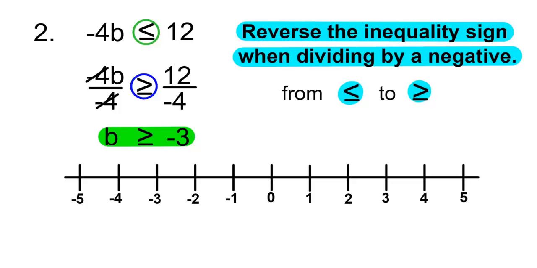Plot the negative 3 on the graph. Again, use a solid circle as b can be equal to negative 3. And then put a line to the right as b can also be greater than negative 3.